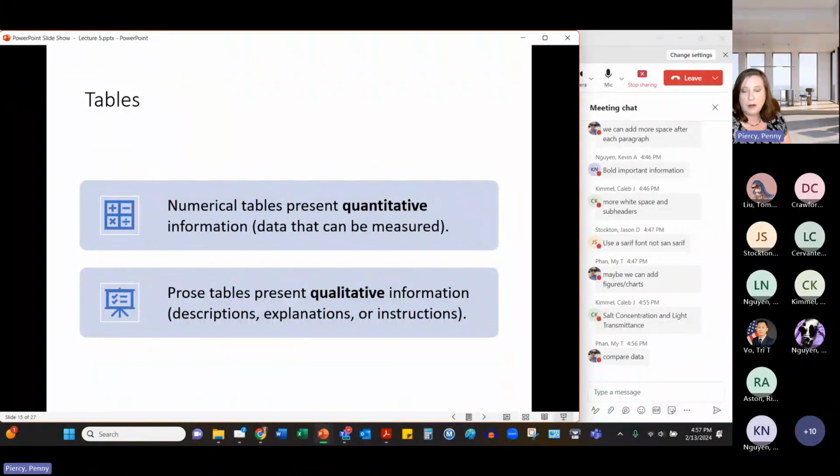The thing to remember about tables is when you're designing them, you want to have your audience and purpose in mind because the goal of a table is to make things quicker and easier to understand, not to drown your audience in data. So think about tables as a way to sort of lighten that load on your audience and make that information a little bit more accessible.